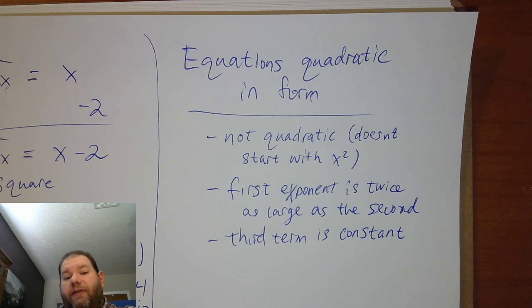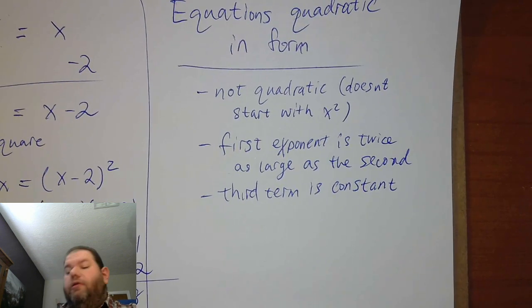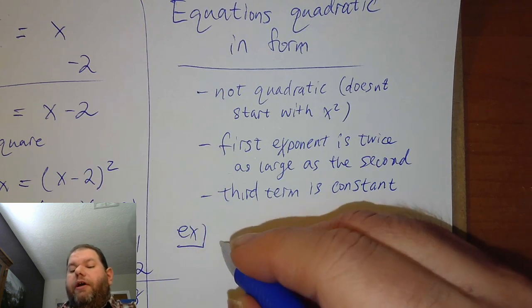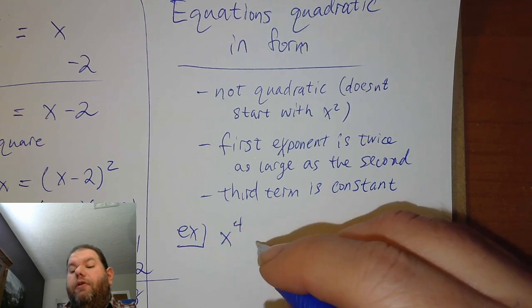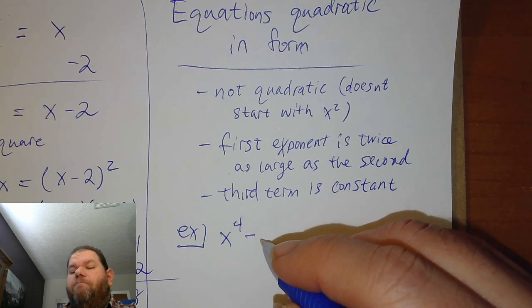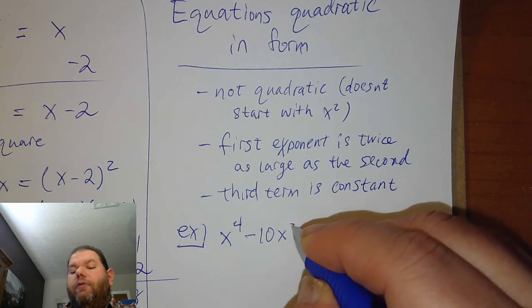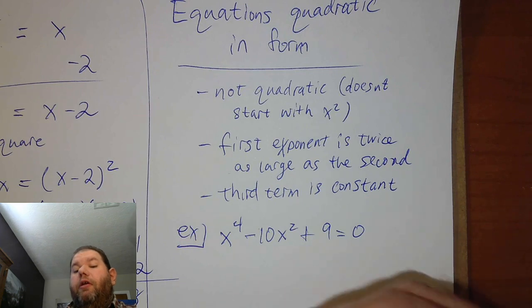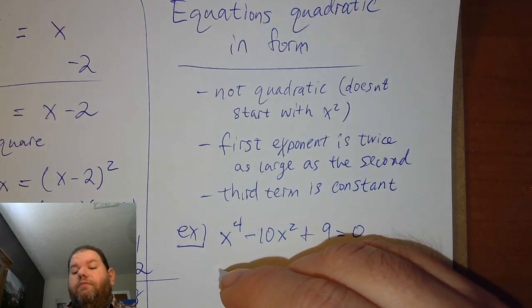So let me show you some examples of equations quadratic in form. You have to have all three of these requirements, or all three of these conditions, basically. So for example, we could have x to the fourth minus 10x squared plus 9 equals 0.